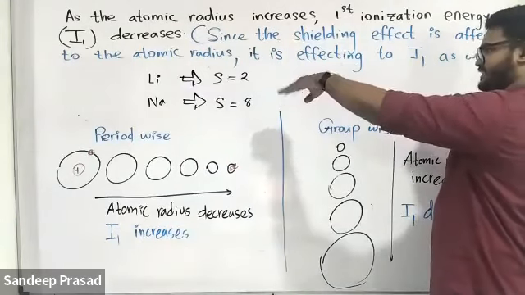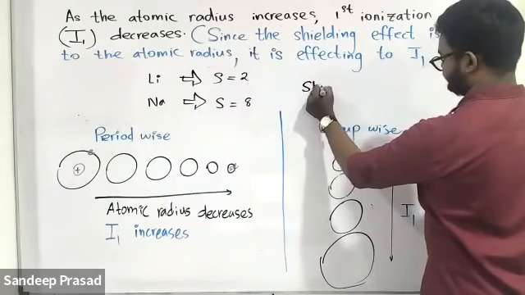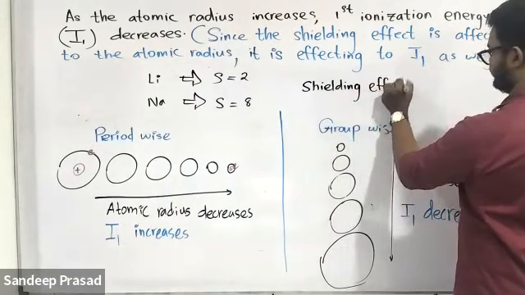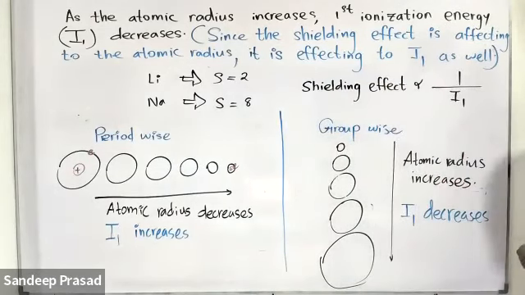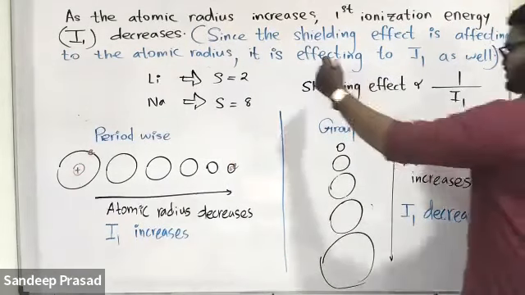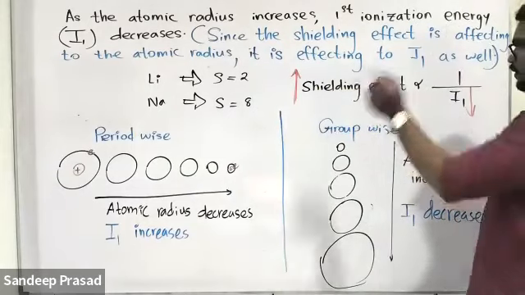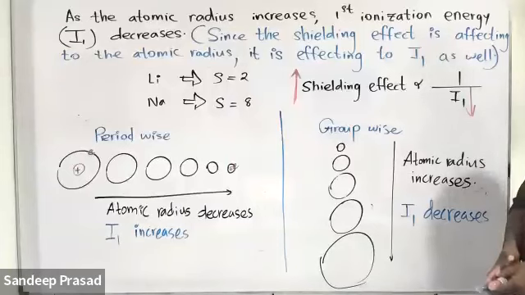Because the shielding effect is affecting the radius, the shielding effect is also inversely proportional to the ionization energy I1. Which means if the shielding effect is very high, ionization energy is very low, or vice versa. Try to understand, that is very simple, okay?